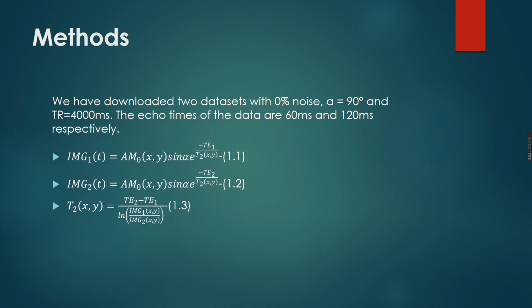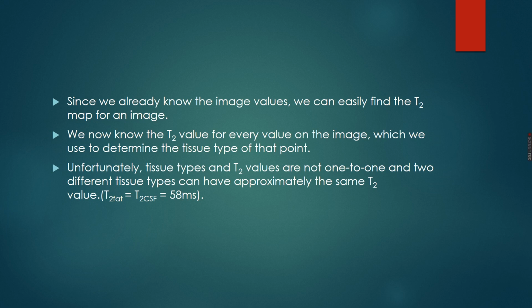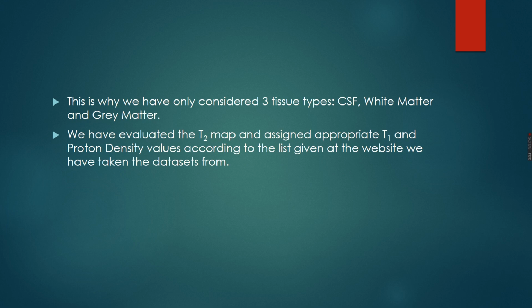Methods: we download the dataset with zero noise, where the tip angle is 90 degrees, with the relaxation time. In this method, we use these formulas to calculate the T2 map. After calculating the T2 map, we know the T2 value for every pixel on the image, which is used to determine the tissue type of that point. We used CSF, white matter and gray matter in our simulation. We evaluated the T2 map and assigned appropriate T1 and proton density values according to the list given on the website we have taken the datasets from.